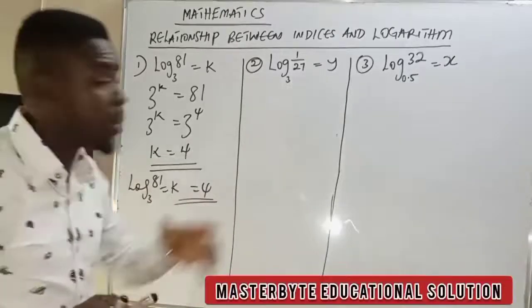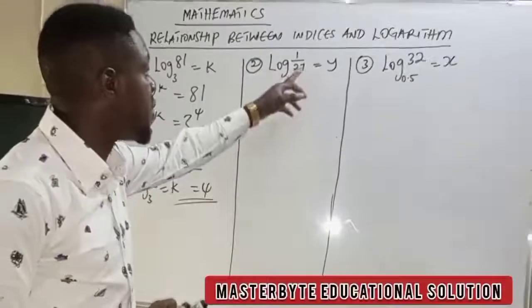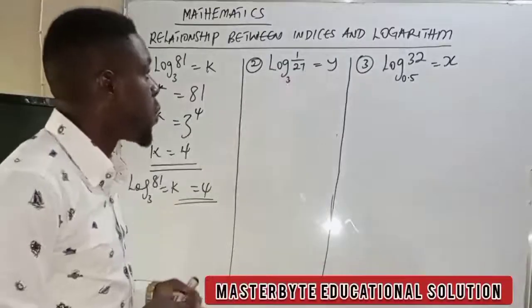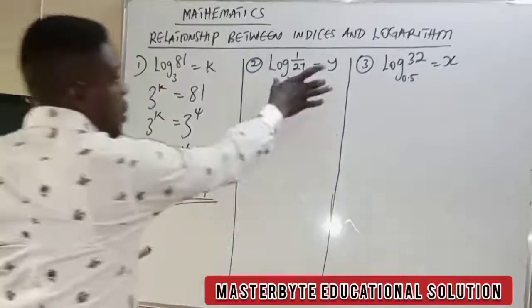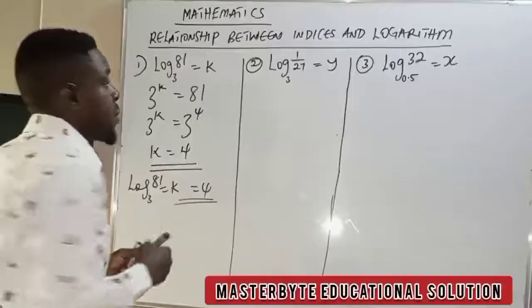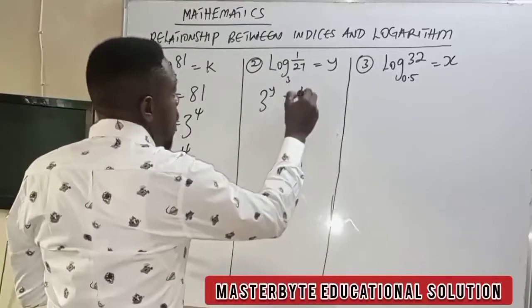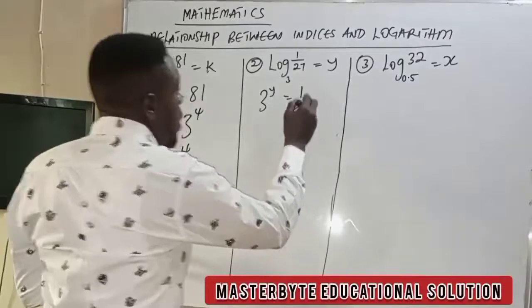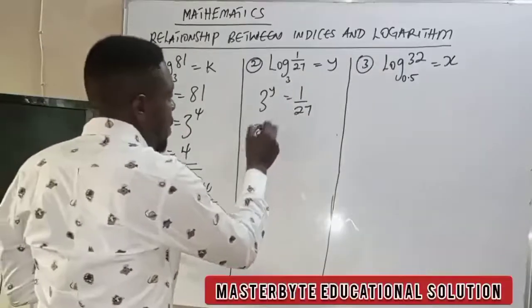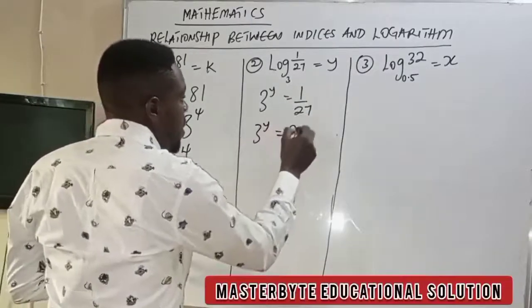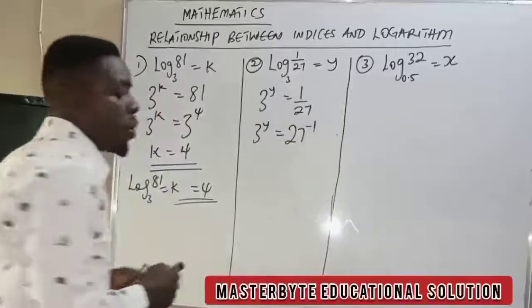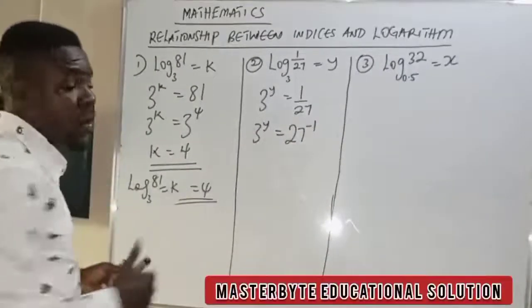Now the second example says log 1 over 27 base 3 is equal to y. Now let's change this logarithm form to index form so that we can solve. Now this is 3 raised to power y is equal to 1 over 27. But we know that 1 over 27 is the same thing as 27 raised to power minus 1, according to our laws of indices.